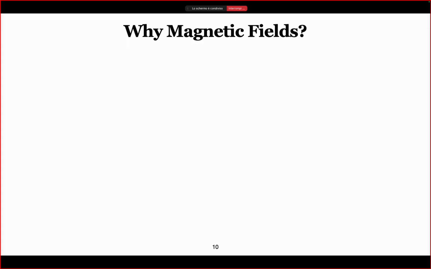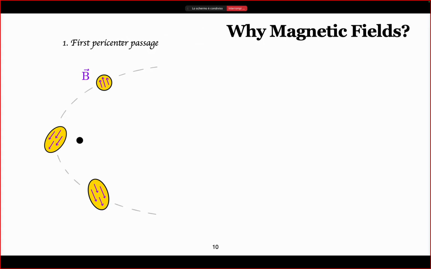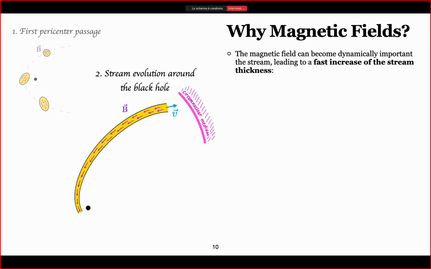So why magnetic fields? The magnetic field that I will be talking about is the magnetic field of the star. In fact, stars typically have magnetic fields, and if they get disrupted, the magnetic field will participate in the evolution, and it can potentially affect it. And we know that during the stream evolution around the black hole, the magnetic field can become dynamically important, and this is expected to cause a fast increase in the stream thickness. And this can have different consequences.